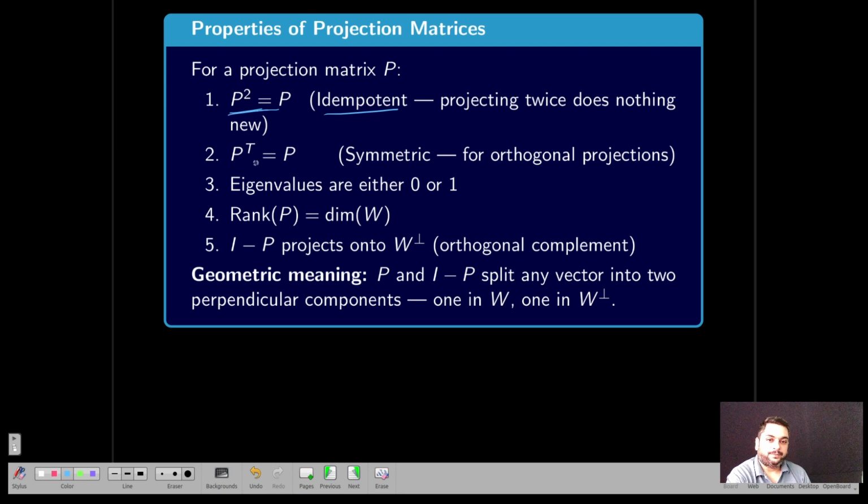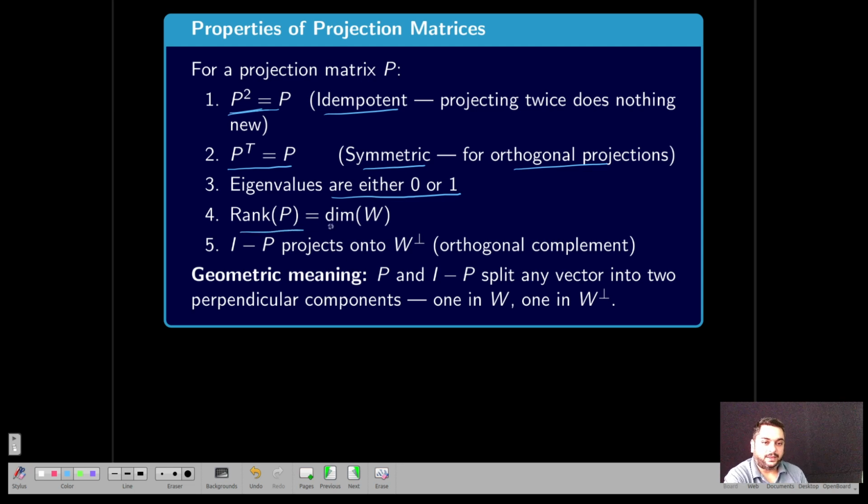That is the meaning. Then P transpose equal to P. This is symmetric for orthogonal projections. We will come to that later. Then, very important, the eigenvalues are either 0 or 1. In the orthogonal matrix, we defined the determinant. Okay, there also you can calculate eigenvalues. There the importance was for the determinant. Here it is for eigenvalues. We will see it later.